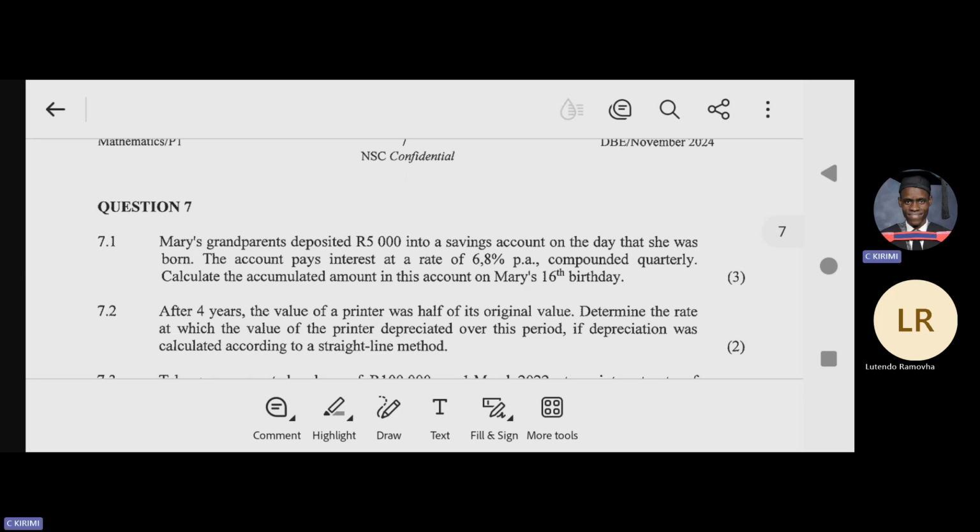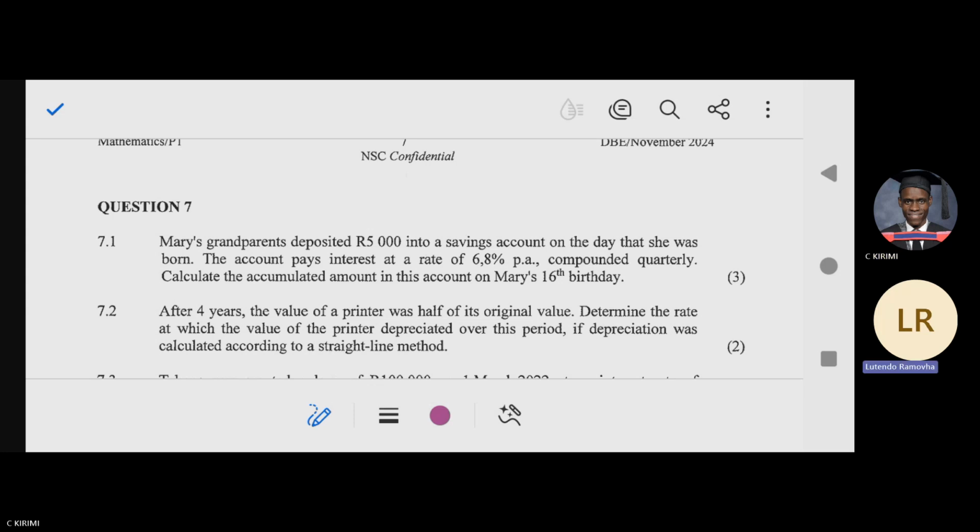So Mary's grandparents deposited 5,000 into a savings account on the day she was born. The account pays interest at a rate of 6.8% per annum, compounded quarterly. Calculate the accumulated amount in her account on her 16th birthday. On the 16th birthday. Yes.